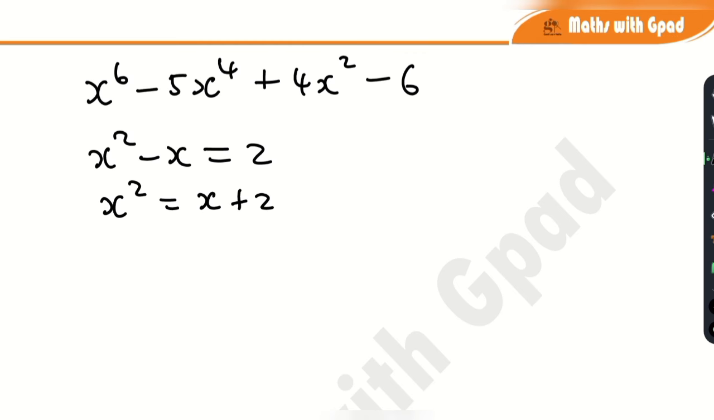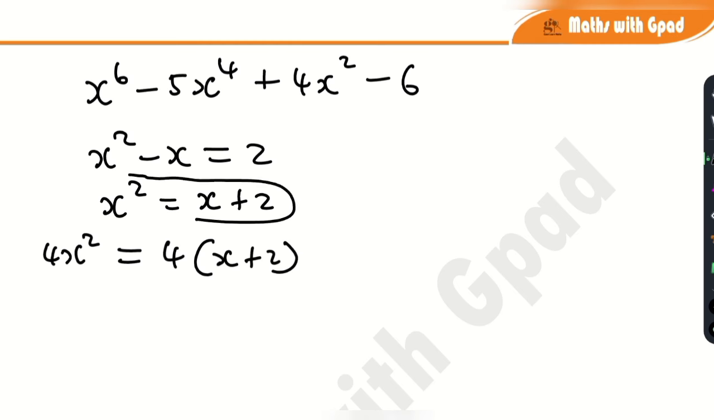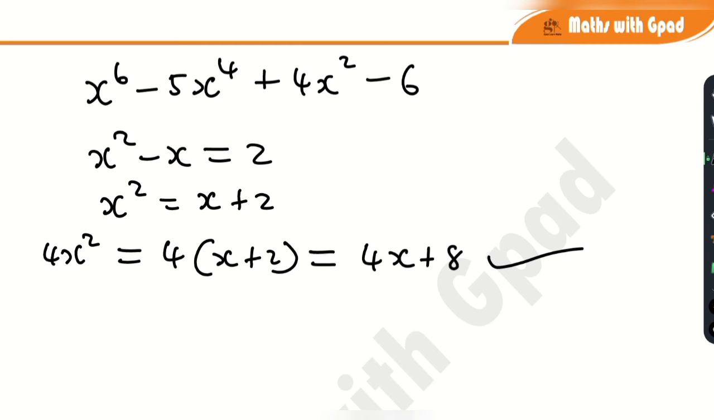But let me just write this. 4x squared is equal to what? 4 bracket x plus 2. See, because x squared is what? x plus 2. So if I simplify this, I will have 4x plus 8. That is done, all right? What about the next one? Let me just do for x raised to power 4 first. So what is x raised to power 4?